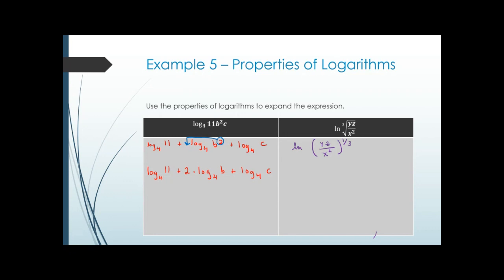Now, I'm going to take the rule of logarithms that says that my exponent can go down in front, so that I can get rid of that and then I can work with what's inside. So that's going to give me 1/3, and now I'm going to have, in this case I don't need the parentheses yet, times the natural log of yz over x squared.